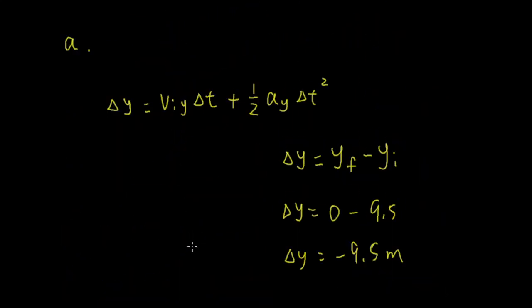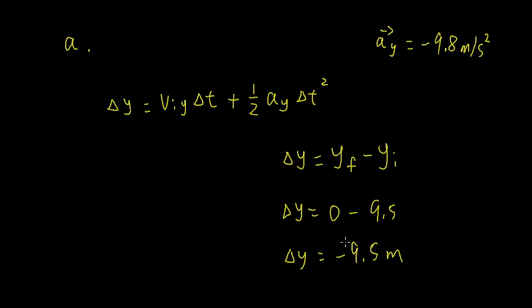Next, what is acceleration in the y direction? That will be gravity, right? So acceleration in the y direction is equal to negative 9.8 meters per second squared. That's the gravity. Okay, we know everything except for t here, so we can calculate delta t, the time of flight of the rock. So let's put it in.